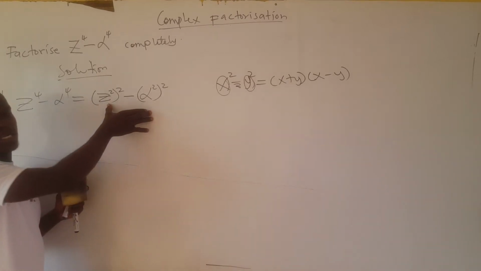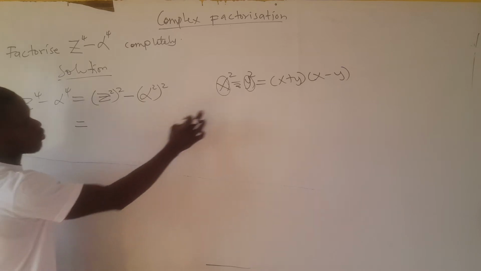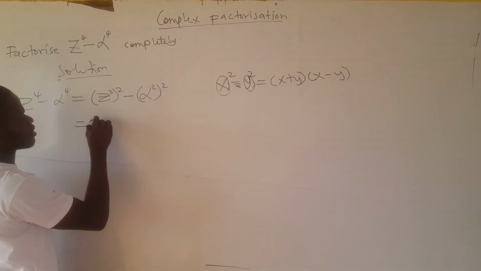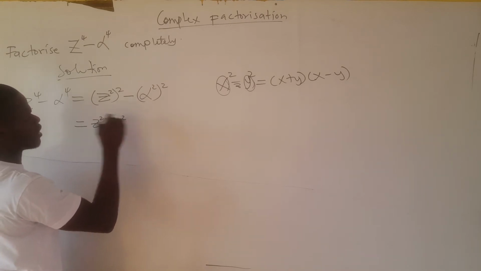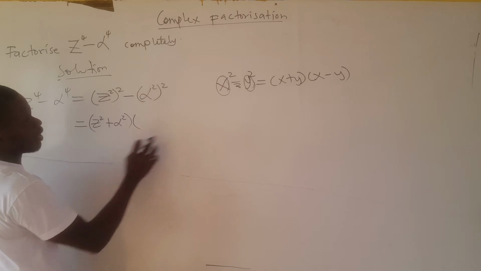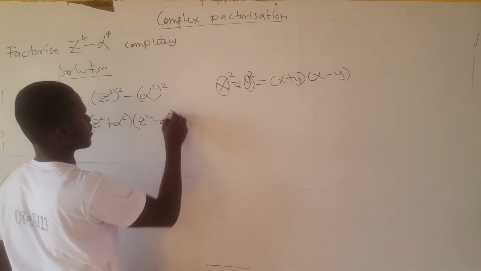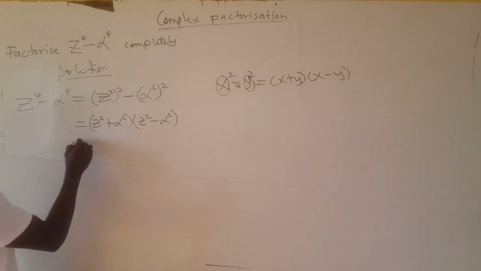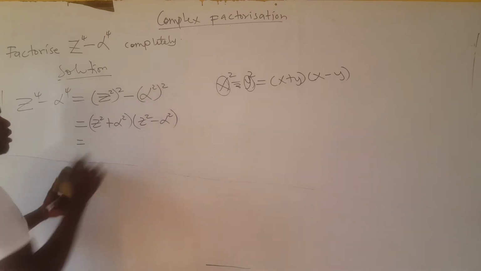So this is also a difference of two squares, right? We take the first variable, z squared, and add it to the second one, alpha squared. Then we subtract them: z squared minus alpha squared. So this is what we have now. Now this is another difference of two squares, so we repeat what we did over there.